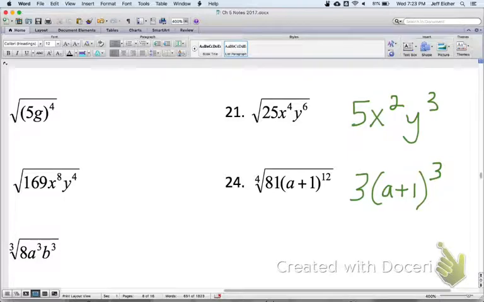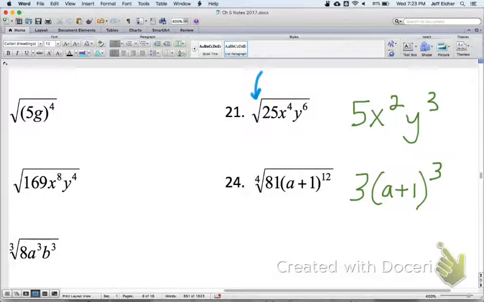Here we go. Here are the answers. Other than, do you need absolute value bars? This 21's pretty good. It is an even index, so we need to ask, could this quantity be negative? Yes, it could.